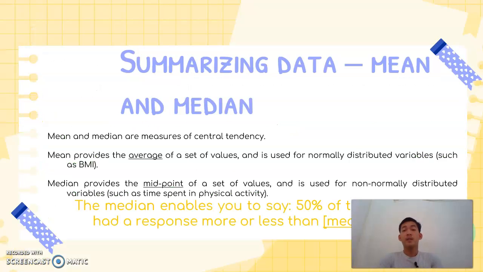And summarizing the data: mean and median. What is mean? Mean and median are measures of central tendency. Mean provides the average of a set of values, but median provides the midpoint of a set of values.